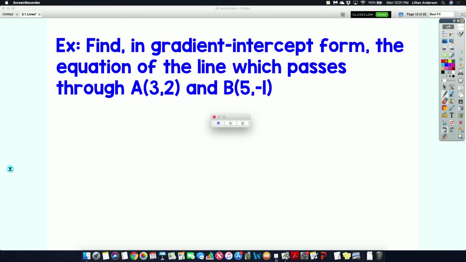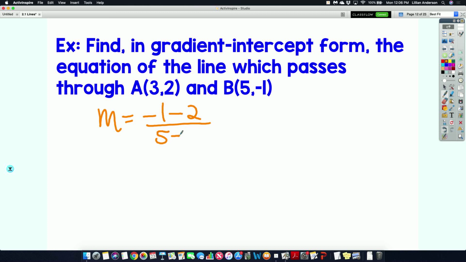You guys do this one. So, find the gradient intercept form of the equation of the line which passes through A and B. In order to find the gradient intercept form, I probably need the what? Gradient. Definitely need the gradient. So, to find the gradient, maybe negative 1 minus 2 over 5 minus 3. Let's give it the gradient. Negative 3 over 2.